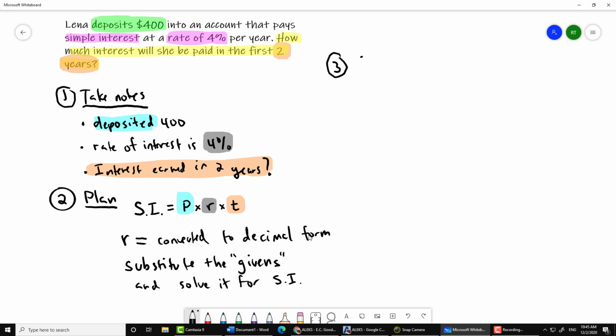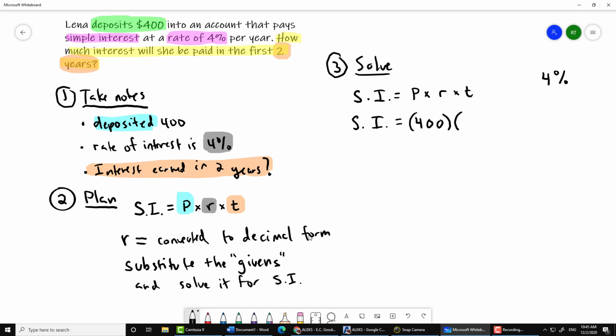So step 3 is basically just carry out your plan. So you're actually going to solve now. So I'm going to rewrite the formula. That's simple interest. I abbreviated it as SI. It was principal times rate times time. Rewrite that portion. Principal was the amount deposited, which was $400. And I'm just going to put in parentheses. So that is going to be multiplied with the rate of interest, which is 4%. Now, earlier I mentioned you have to convert to decimal form.